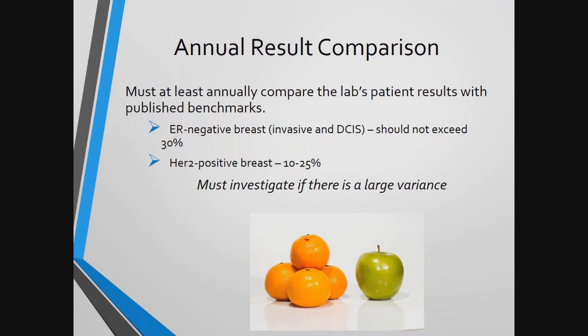So basically, we are trending the results we are seeing as a lab as compared to published metrics to ensure that we are in the ballpark of what the industry is seeing in terms of outcome. For ER-negative breast, specific to invasive breast carcinoma and DCIS, we should not exceed 30%. And for HER2 positive breasts, labs should be seeing between 10 and 25%. Like we do with other comparisons, such as with our GYN reporting rates, we must investigate if there was a large variance from that industry norm.